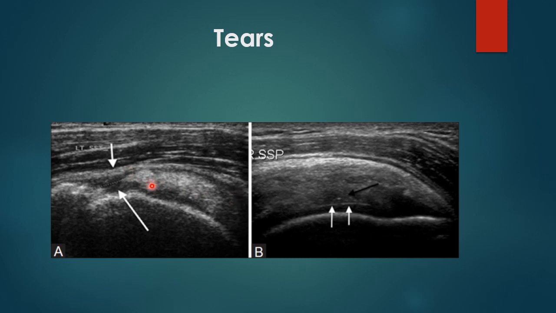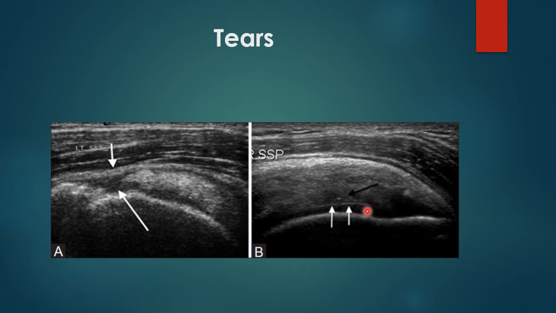This is an example for the tear of the supraspinatus tendon, full thickness tear with a gap filled with fluid. We need to measure the gap for the physician. This is another example of a difficult tear to be seen, but we notice here that there are some areas of hypoechogenicity with a linear band seen beneath it. Normally, this appearance is not seen in normal individuals.